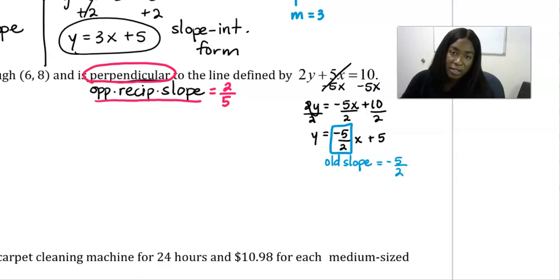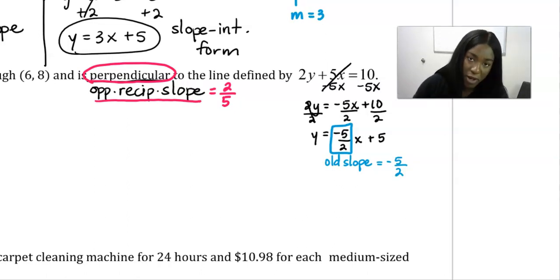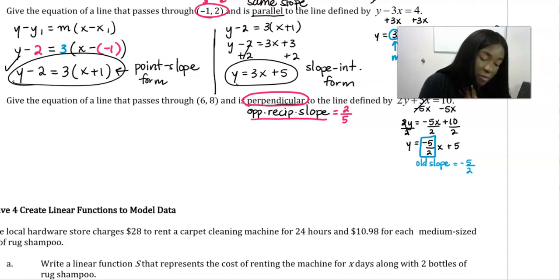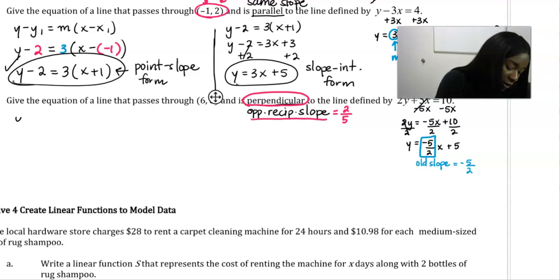So we had to go find the slope of that old line first so that we knew what the opposite reciprocal was. We also had to know that perpendicular means to take the opposite reciprocal. So now I know the slope of the line is 2/5 and it passes through the point (6, 8). So I'm just going to fill out the point slope version of the line. It's very easy to write.